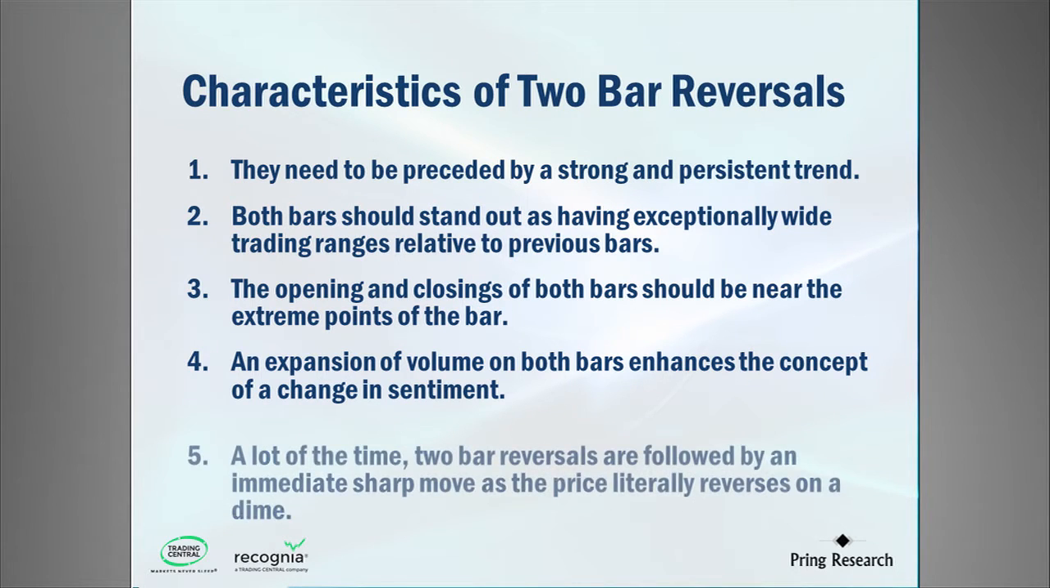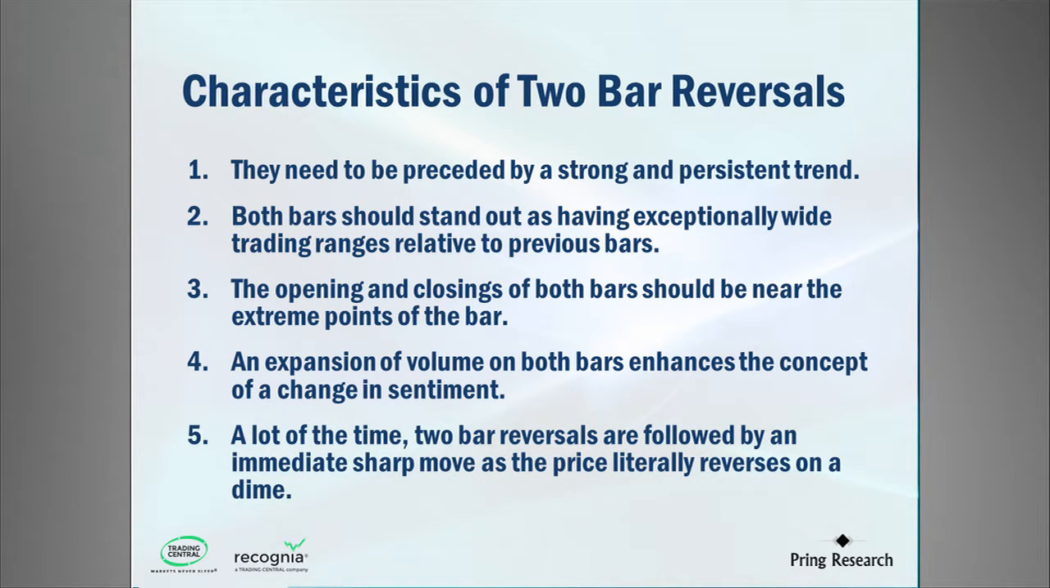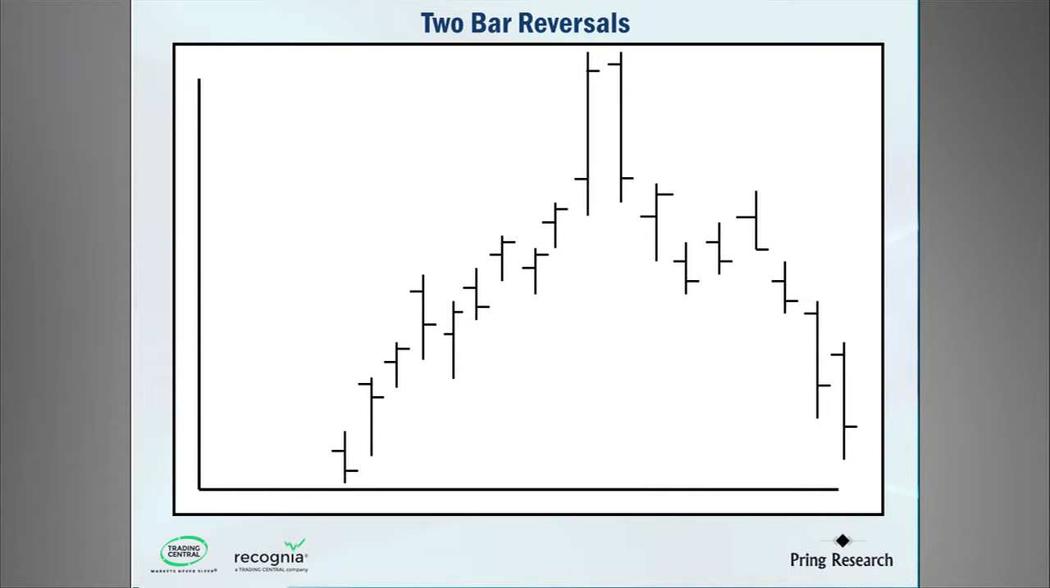A lot of the time, two-bar reversals are followed by an immediate sharp move as the price literally reverses on a dime. That's what's happening in this diagram. However, there appear to be equally as many occasions when a small retracement move develops prior to the real trend emerging, like this. The red line marking the top of the retracement in this example has been termed a resistance zone, as it occurs at a top. The retracements can be as little as 1 bar, or as many as 3 or even more. However, the higher it goes, the weaker the pattern is likely to be.